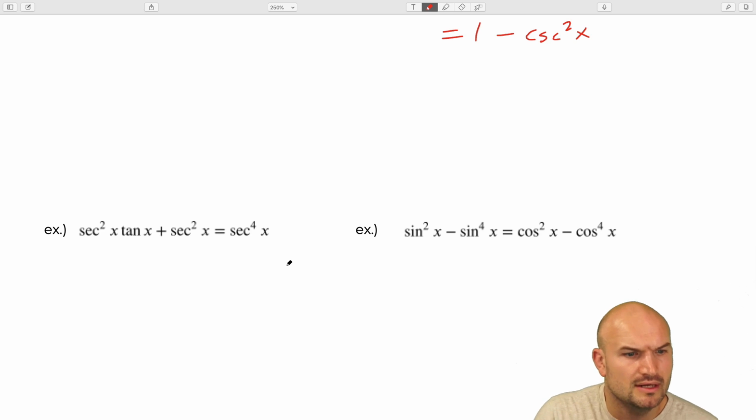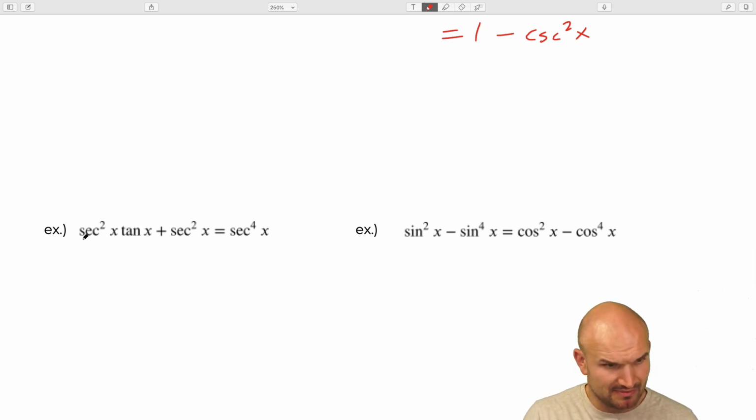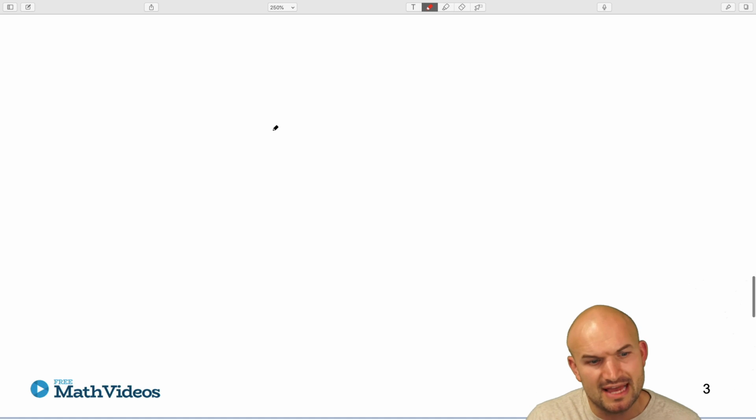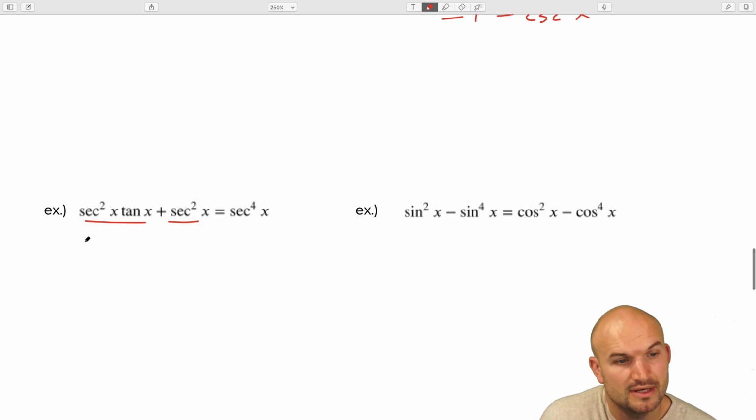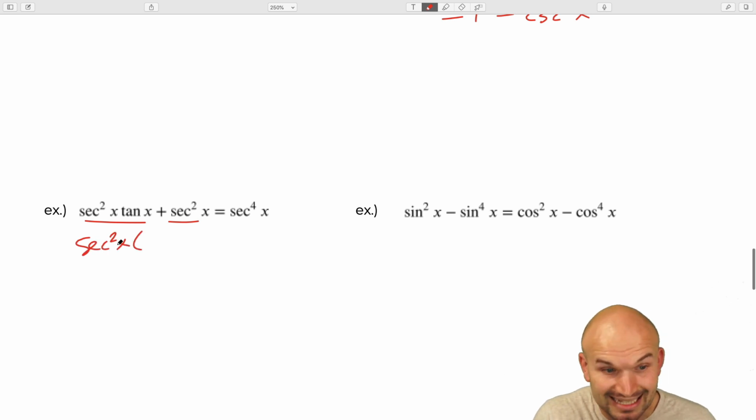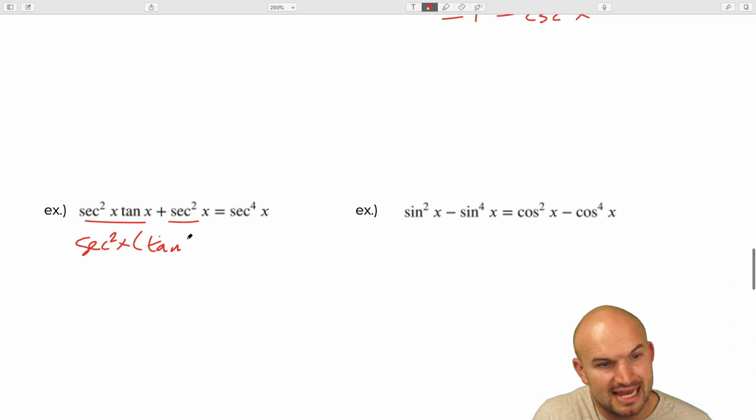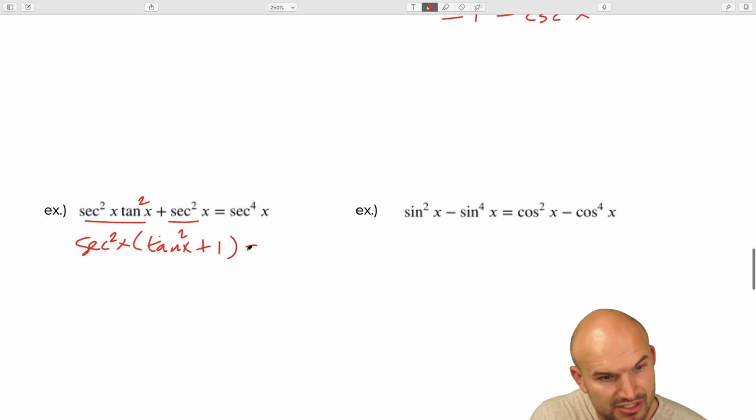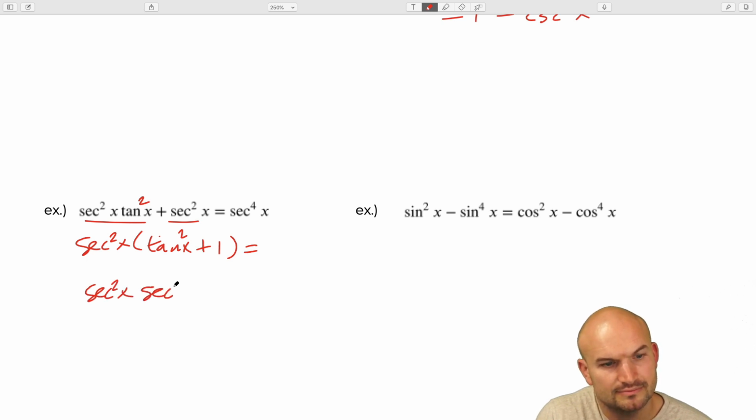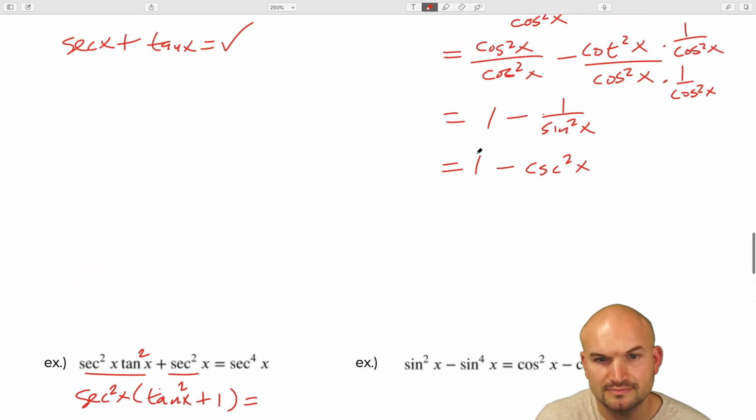For the next one here, I have two terms, but it looks like they have a common factor. These are the last two, yeah. So if they have a common factor, let's factor it out. If you factor out a secant squared of x, that's going to leave you with a tangent squared of x plus 1. A lot of errors here, so I apologize for that. And then tangent squared plus 1 is going to equal a secant squared of x, which you can see here equals secant to the 4th of x, which is verified.